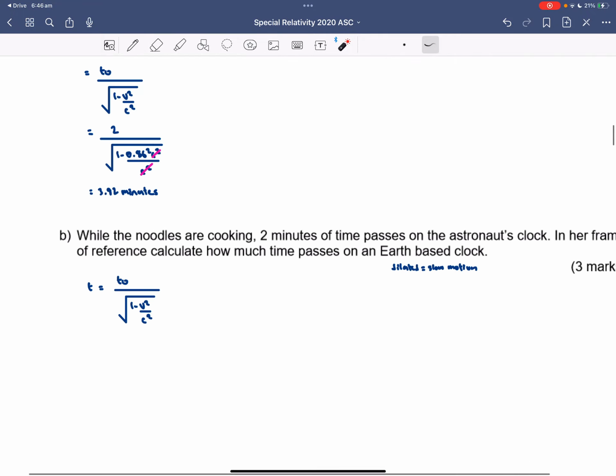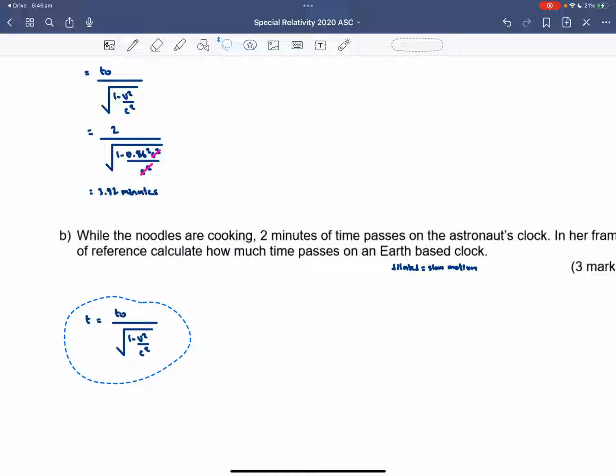Which means that when 2 minutes pass on the astronaut's clock, less than 2 minutes will be showing on Earth's clock. So even though Earth is dilated, and I know dilated sounds like a bigger number, we will be seeing a smaller time value. That's so confusing, because I'm sure everyone would agree that 2 minutes is the proper time, so a lot of people would have subbed 2 into here, and then they would have got a 3.92 here.